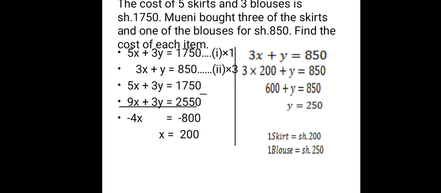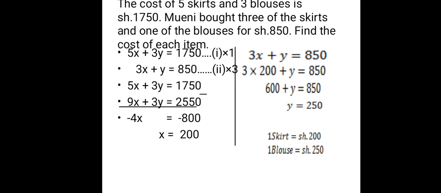The cost of 5 skirts and 3 blouses is 1,750 shillings. Mweni bought 3 of the skirts and 1 of the blouses for 850 shillings. Find the cost of each item. Now here we can form 2 equations.